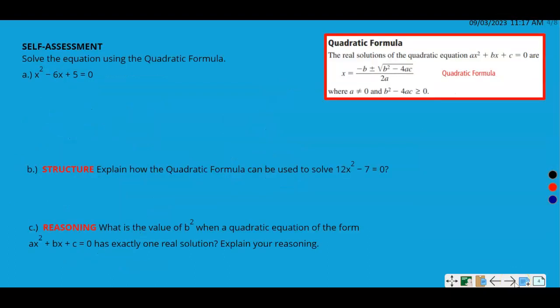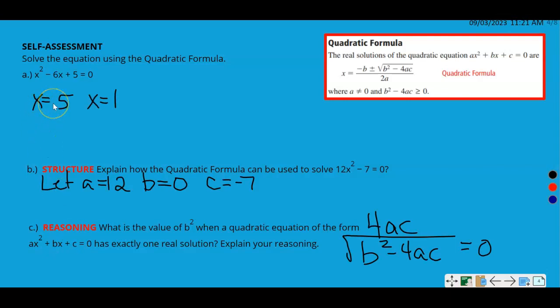All right, please take a couple minutes and try the self-assessment. For A part, you need to do the quadratic formula to find the solutions of this quadratic equation. For B part, explain how the quadratic formula can be used to solve 12x squared minus 7 equals 0. C part, what is the value of b squared when a quadratic equation of the form ax squared plus bx plus c equals 0 has exactly one real solution? We just talked about that. So explain your reasoning. I'll be back in a couple minutes to check your answers.